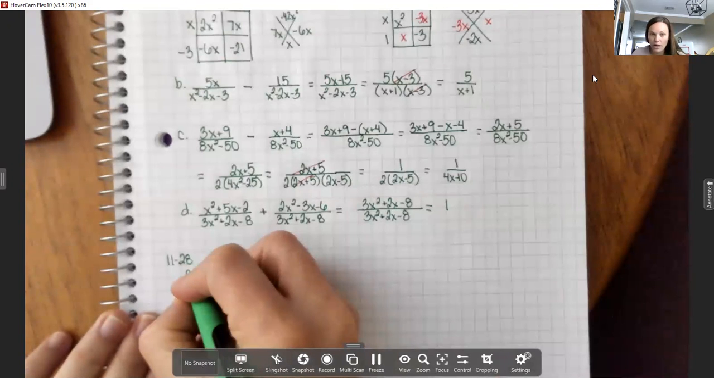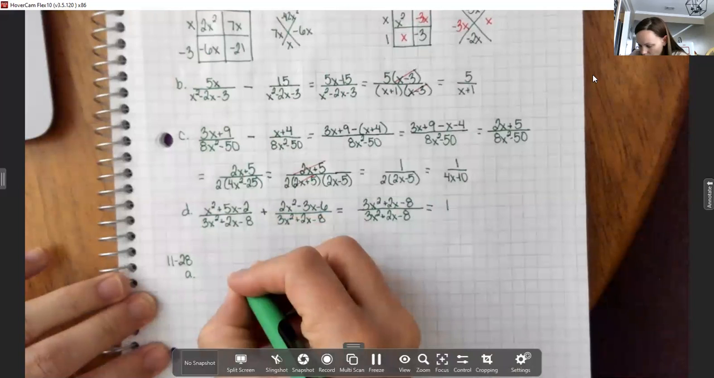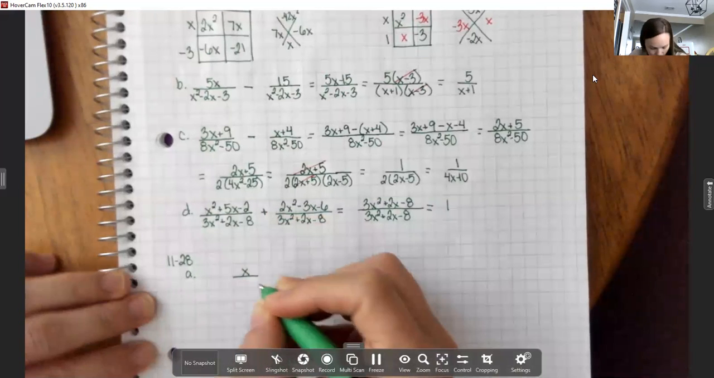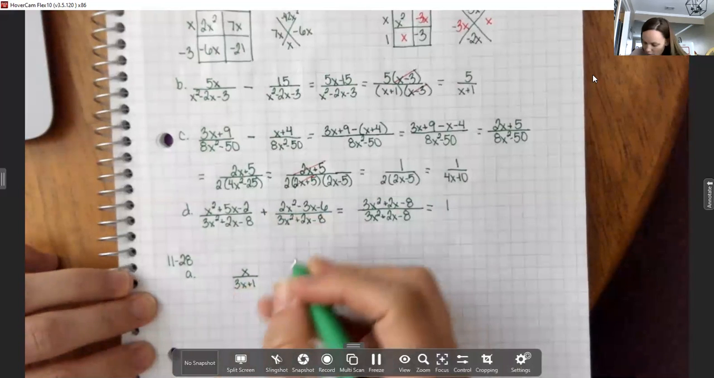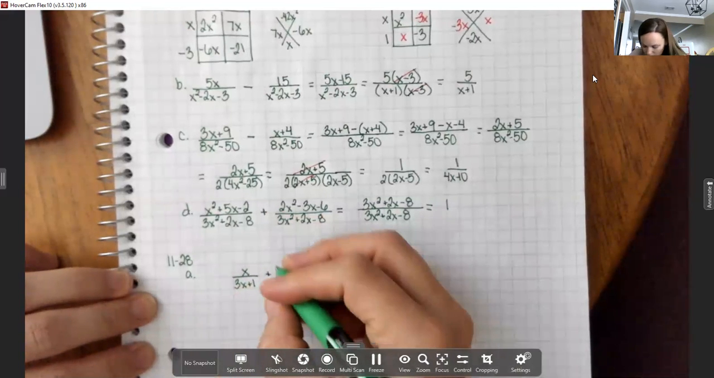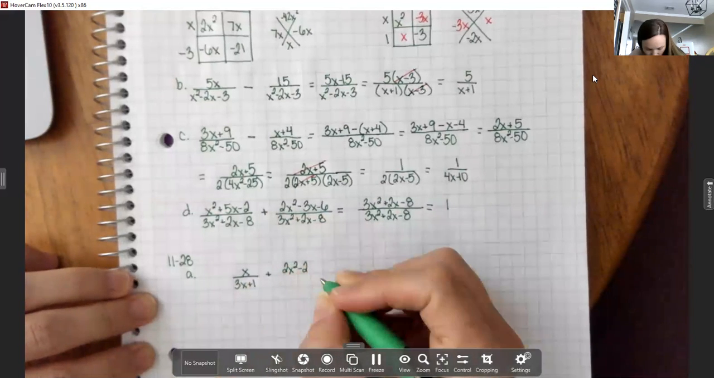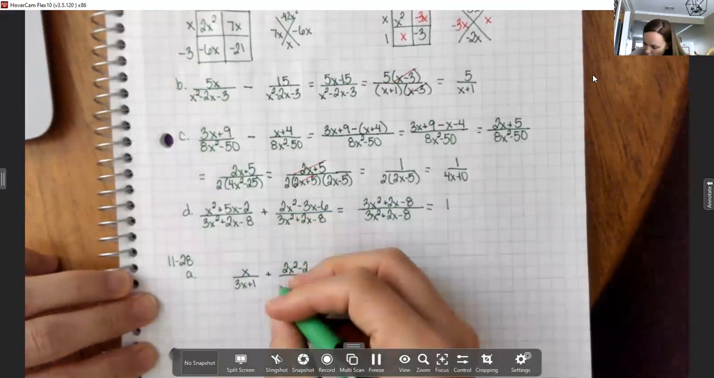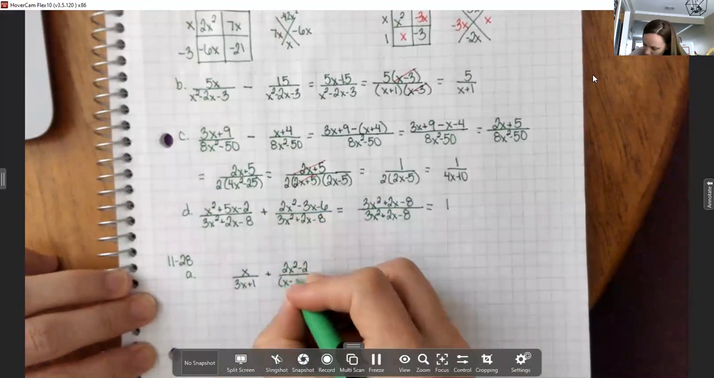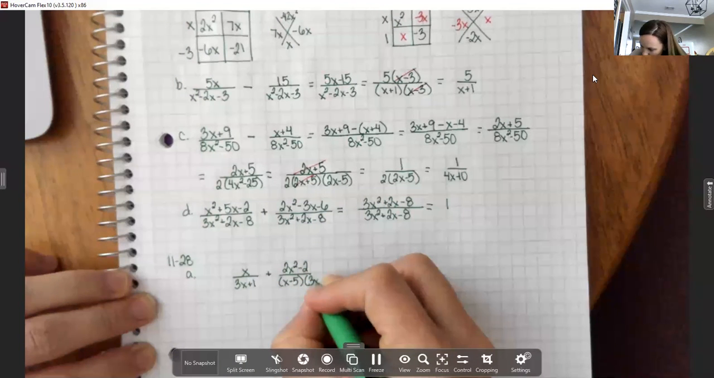All right, so A here is x divided by (3x + 1) plus (2x² - 2) divided by (x - 5)(3x + 1).